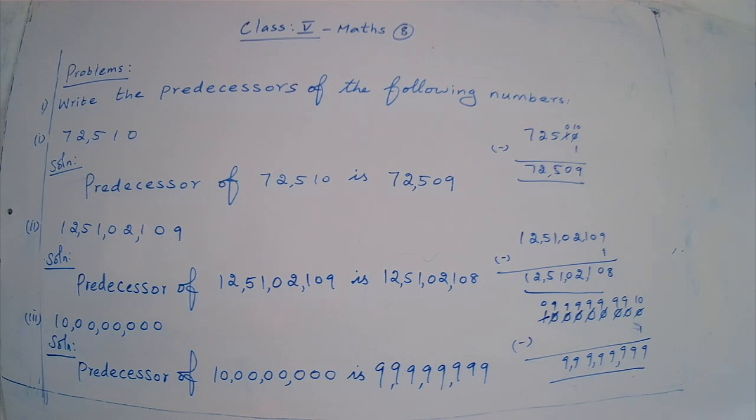Okay children? Write neatly. Once a sum is completed, draw a line using scale and pencil. So that is, don't forget. Once a question is finished, draw a line using scale.